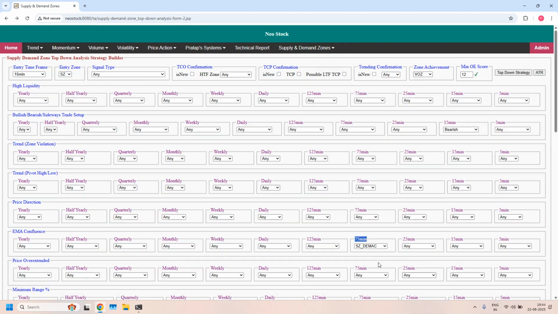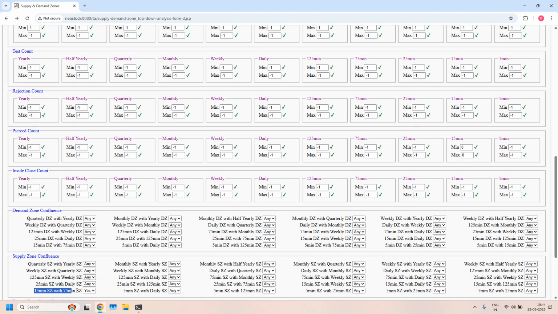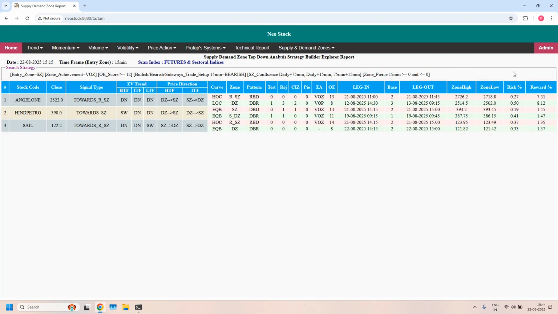So I'm going back, removing ITF EMA filter. In the supply zone confluence, 3 filters I am setting. First filter is already enabled. Next 15 minutes and daily, 75 minutes and daily supply zone confluence with all the 3 filters. We got 3 stocks. In these 3 stocks, all these 15 minute supply zones are overlapped with 75 minute supply zone, both together again overlapped with daily supply zone. And daily trend is down, only 2 stocks out of 3.